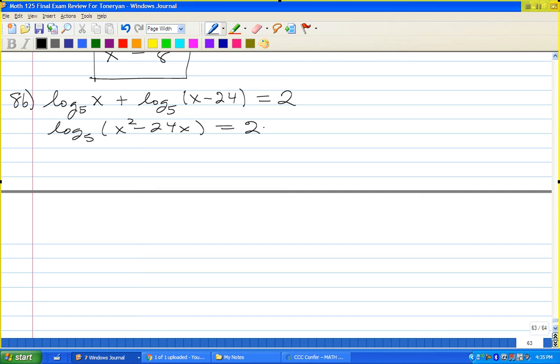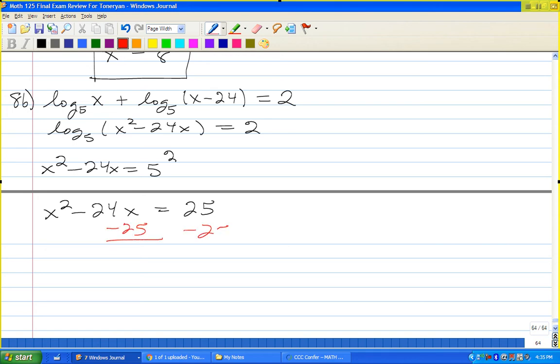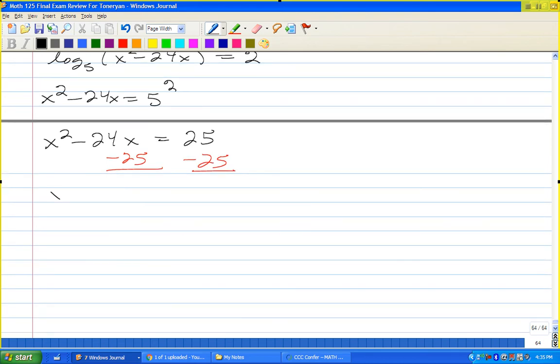Let me write this logarithmic form as an exponential form. The base is 5, the exponent is 2, and the result is x squared minus 24x. So x squared minus 24x is equal to 25, since 5 squared is 25. Subtract 25 from both sides of the equation, and so x squared minus 24x minus 25 is 0.